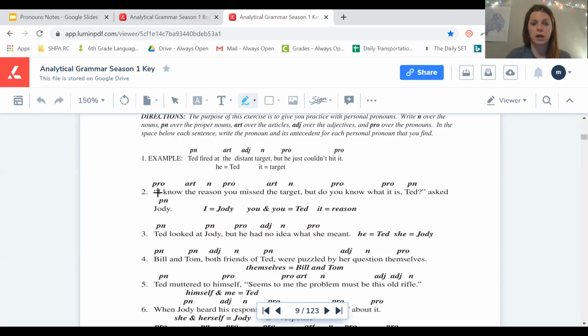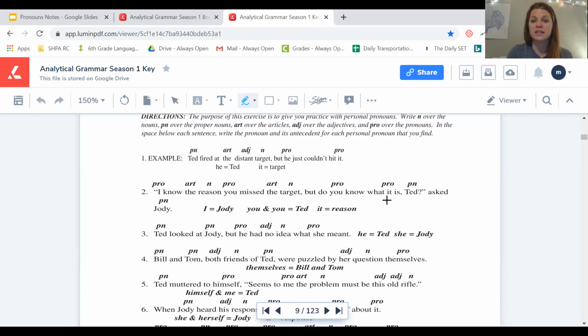So here, I is actually standing for Jody because she's the one doing the talking. I know the reason you missed the target, but do you know what it is, Ted? Asked Jody. So Jody is our antecedent. That is what I is replacing. Then she doesn't have to say, Jody knows the reason, because she's Jody. And then here she is talking to Ted. So she is saying, you. You is standing for Ted. So sometimes the antecedent, even though it's supposed to come before, actually comes afterward. It's just the way it works. Grammar is not always perfect. And then here, it's the same you. She's just talking to Ted again.